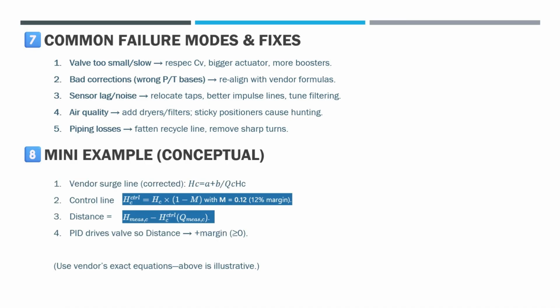Mini example, conceptual. Vendor surge line: HC equals A plus B times QC squared. Control line: HCTRL equals HC times (1 plus margin), where margin is 12%. Distance equals H minus HCTRL, using the measured H and Q. PID drives the recycle valve to keep distance at 0. Always use the vendor's exact formulas.